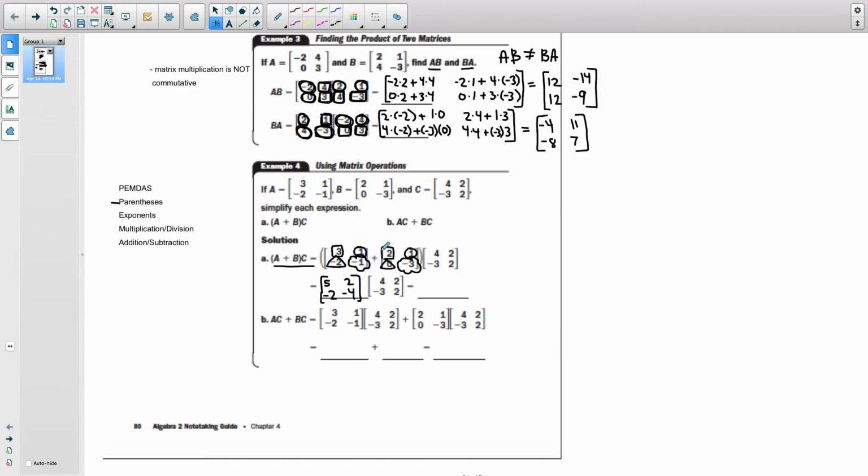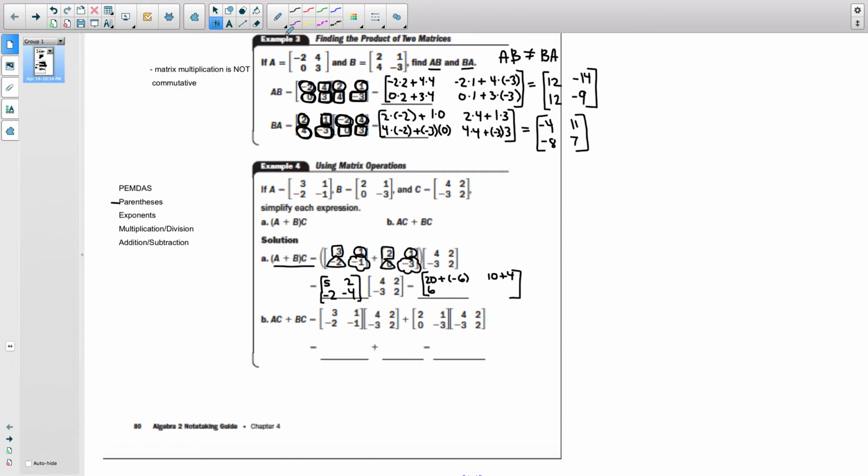So after I add those two matrices together, then I would do my multiplication. Both of them are a 2 by 2 matrix, so I can multiply them. And this is what I would get. First entry times first entry. So 5 times 4 is 20. That's going to be plus 2 times negative 3, which is negative 6. Then I'm going to do 5 times 2, which is 10. And then 2 times 2, that's positive 4. Negative 2 times negative 3, that's a positive 6.